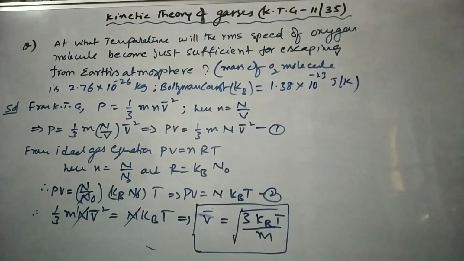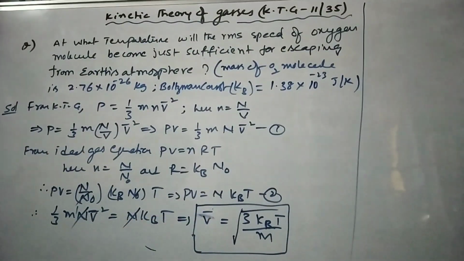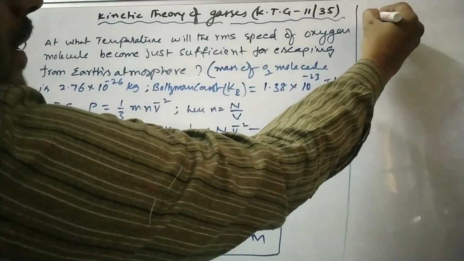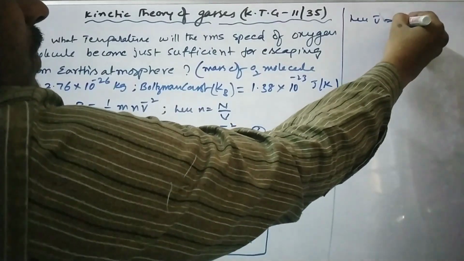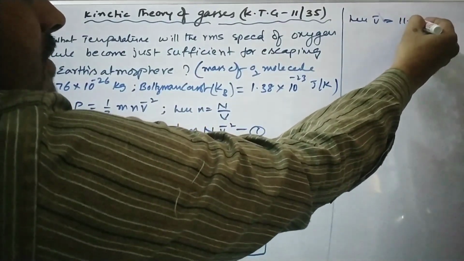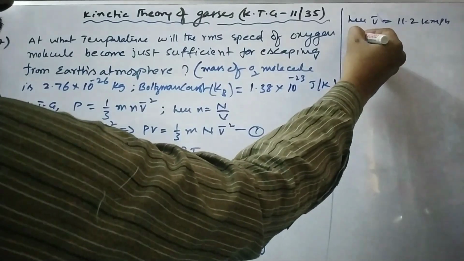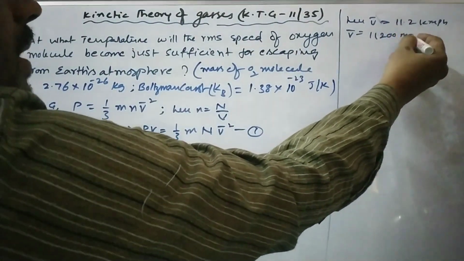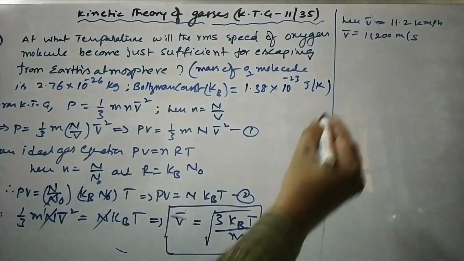Based on this, we can now derive the required temperature. Here v is the escape velocity on the surface of Earth. What is that? 11.2 km/s, which may be written as v bar equal to 11,200 meter per second. Now substitute all the values in this equation.